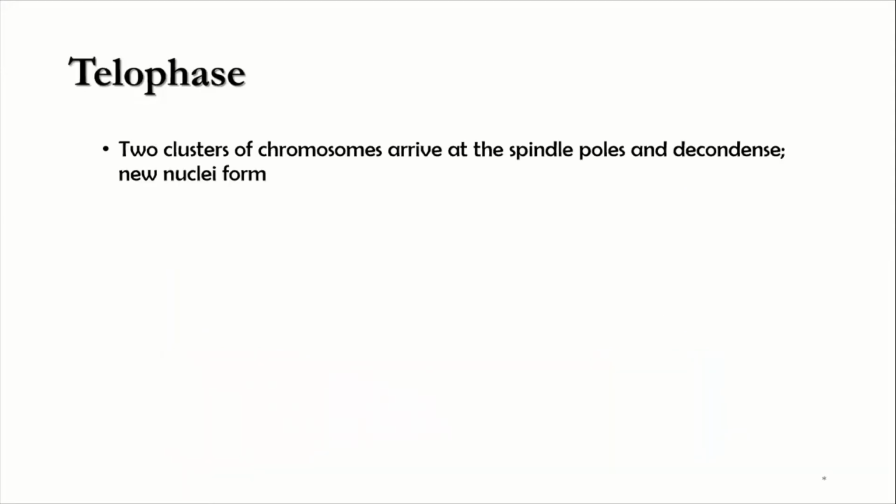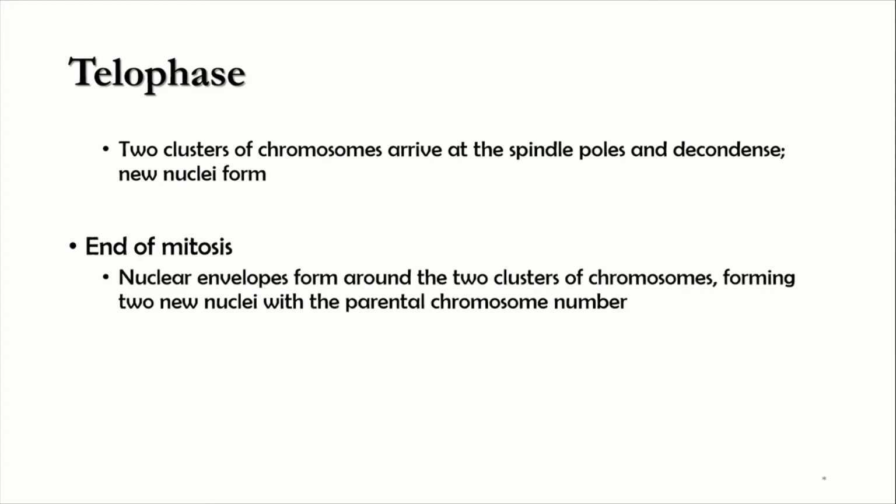Next we have telophase. Telophase is the stage where two clusters of chromosomes arrive at the spindle poles and start to decondense, and now new nuclei are formed. If you recall your stages, it's like going back to the prophase, but what happens is the opposite.